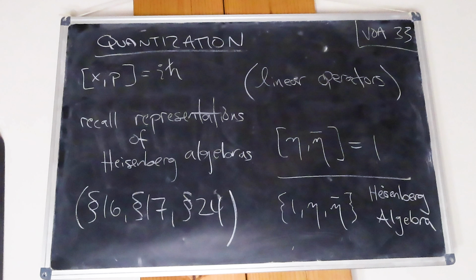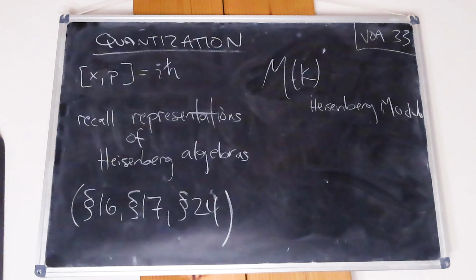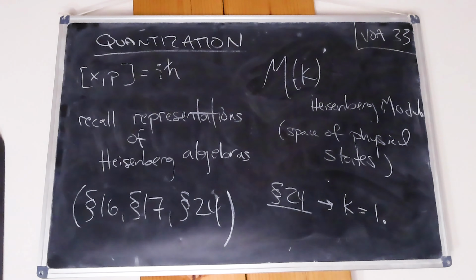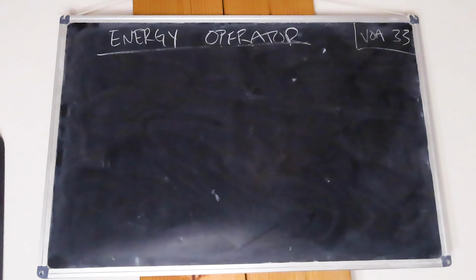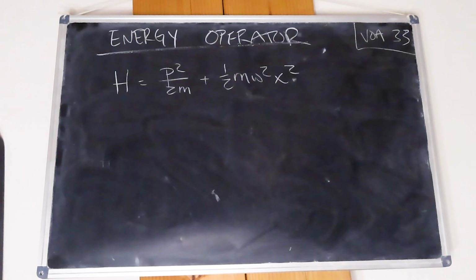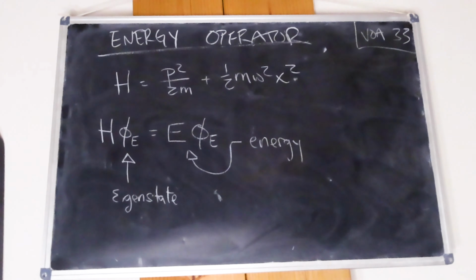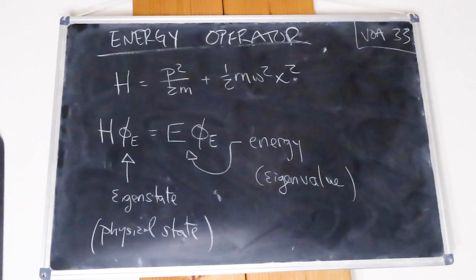The physical space of states is built up from those von Neumann modules. You know, those irreducible representations of a given Heisenberg algebra, M of k. Of course, following section 24, we will also fix k equal to 1, commensurate with our choice of normalization for those etas. Let's go back and look at the energy operator. The spectrum of that operator, the eigenvalues and eigenvectors, here phi sub e, essentially amounts to the set of possible physical states that can be observed directly.